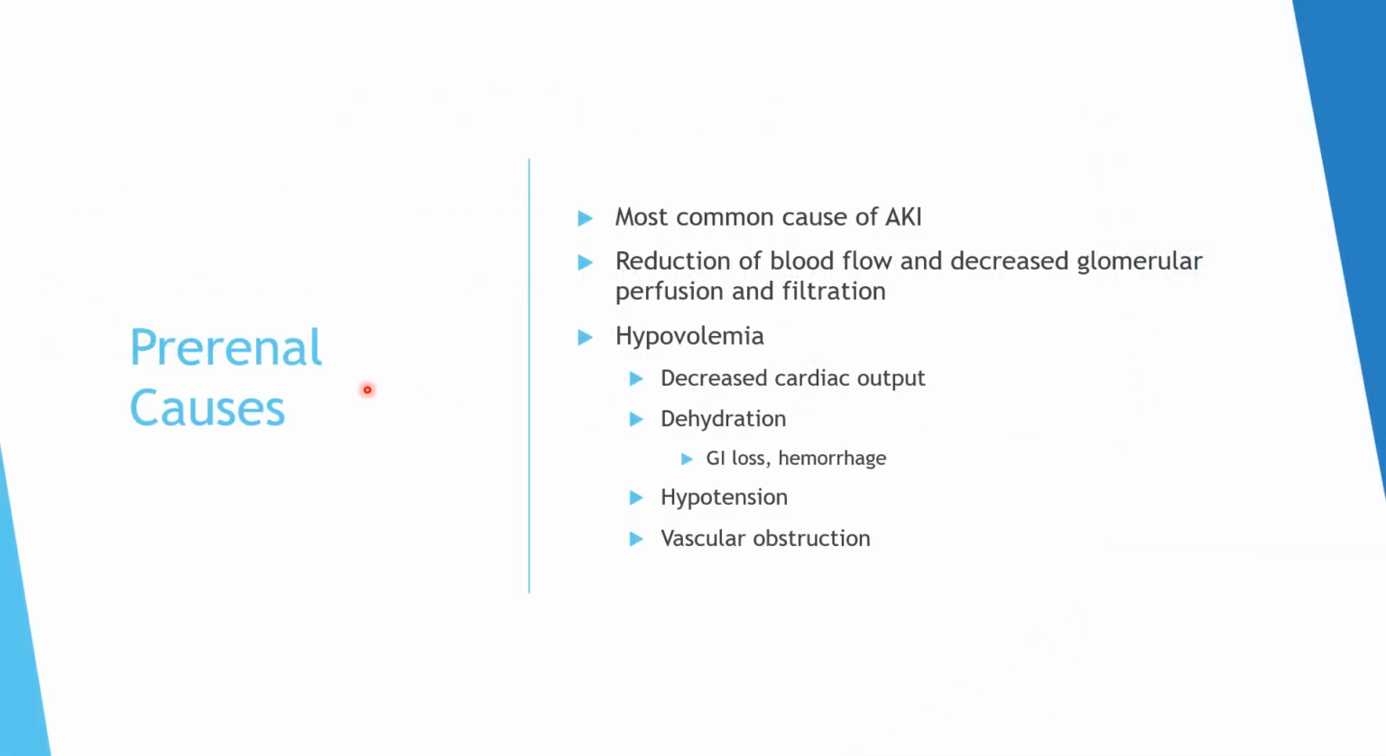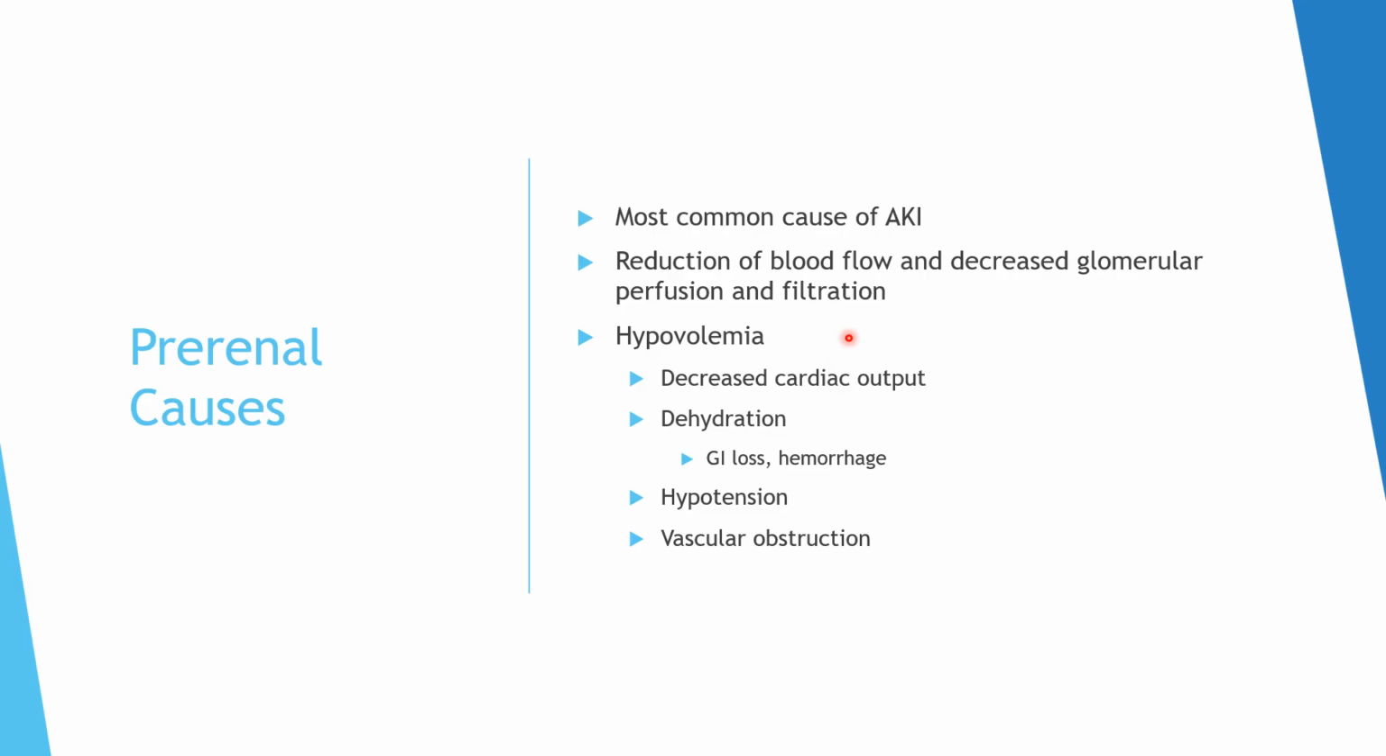So our prerenal causes, again, these are going to be our most common. A reduction of blood flow to the kidneys causing a decrease in perfusion to our glomeruli. Our kidneys are very, very finicky. They like to have a lot of blood, right? 25% of our cardiac output goes to our kidneys. This is why we have to have that MAP of 65 to protect our kidneys. So this hypovolemia can be from decreased cardiac output. Think hypovolemia to the kidneys.